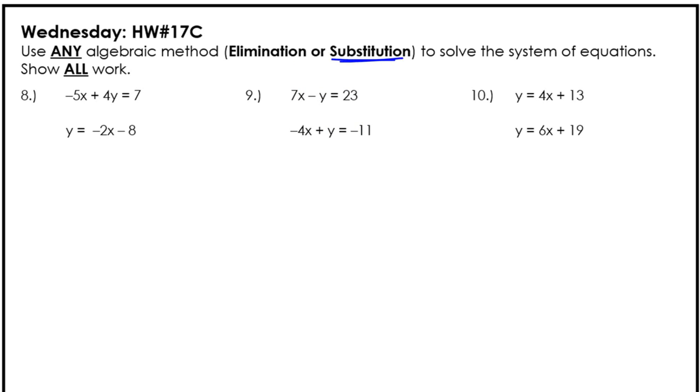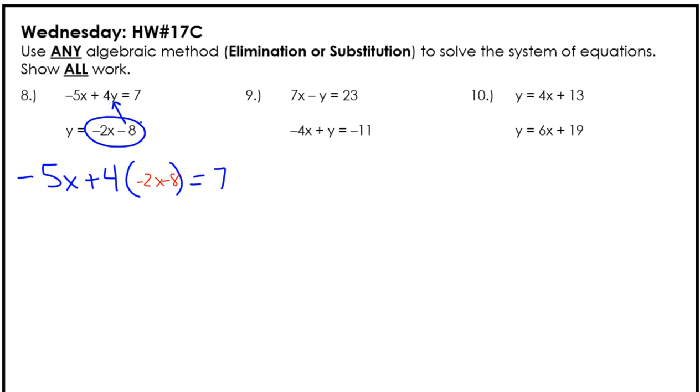I'm going to use the substitution method to solve question 8. That means I'm going to remove something from this sentence and replace it or substitute it with an expression from the second sentence. So this says y is equal to negative 2x minus 8, so I'm going to remove the y, I'm going to replace it with a negative 2x minus 8. So all of this is going to replace that. So negative 5x plus 4, remove the y, and replace it with my substitute.